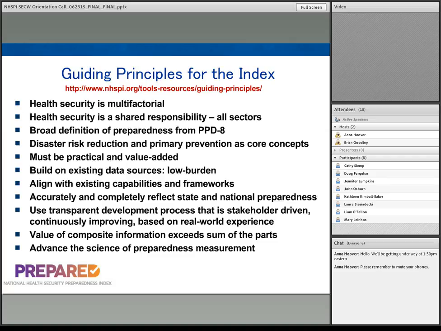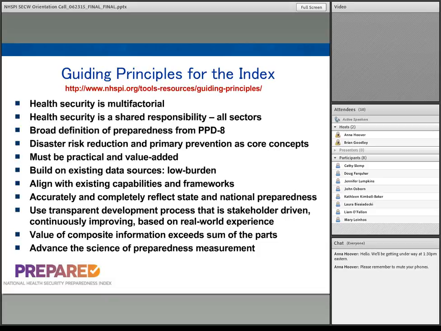So this is the current structure of the index. You'll note that across the top there, I'm going to jump to the 6 bright colored boxes across the top. Those are what we refer to as domains. So these are 6 general areas of health security preparedness capabilities that are involved. And so that's health security surveillance, community planning and engagement, incident and information management, healthcare delivery, countermeasure management, and environmental and occupational health.